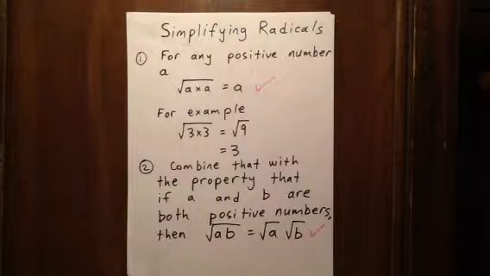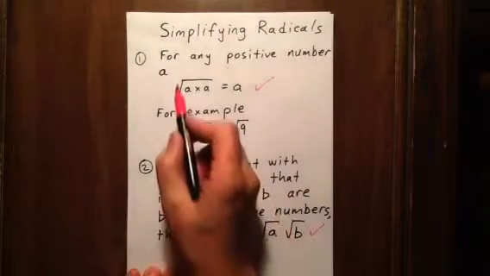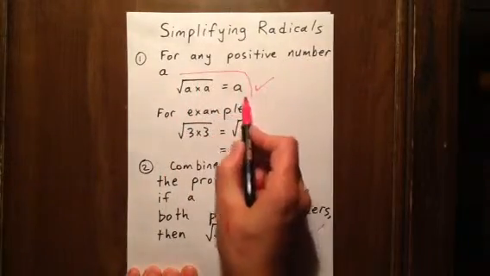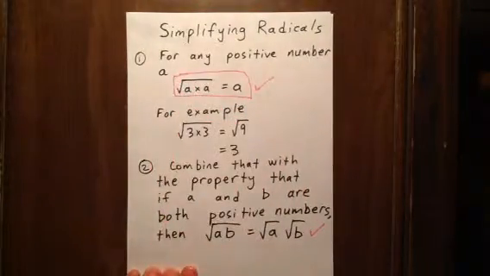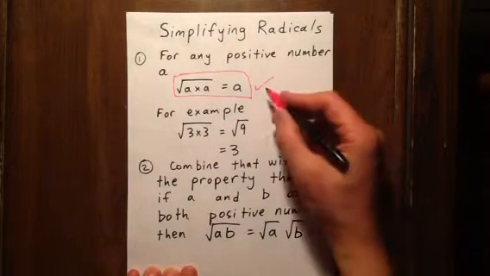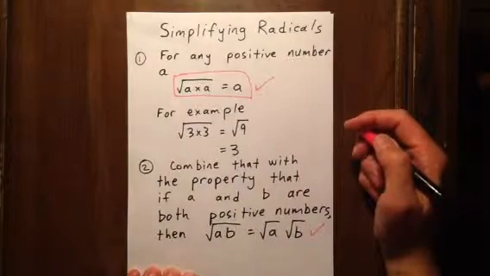This lesson is on simplifying radicals. Before we begin simplifying radicals, we need to take note of two important properties. First of all, if we have a positive number a, then the square root of a times a is equal to a. Now that's a real important property and we're going to have to remember it.